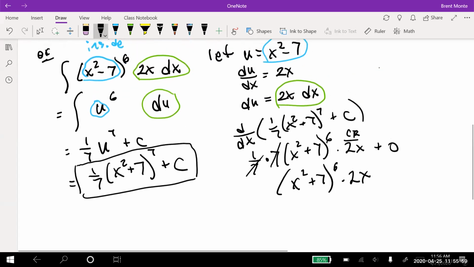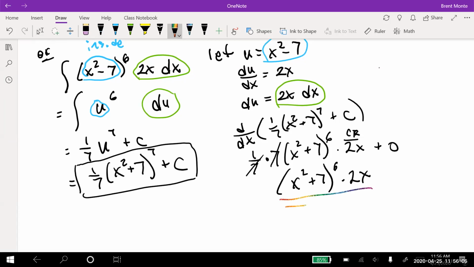And in fact, let's look back at our problem. That is exactly what I have up here. And we'll use this other colored pen. This was what I started out with. So I know, in fact, I did it correctly. That is, in fact, the antiderivative or the integral of x squared plus 7 to the 6th times 2x.